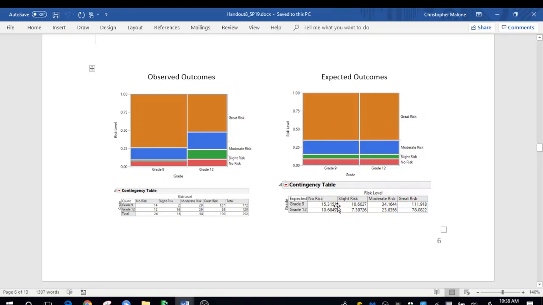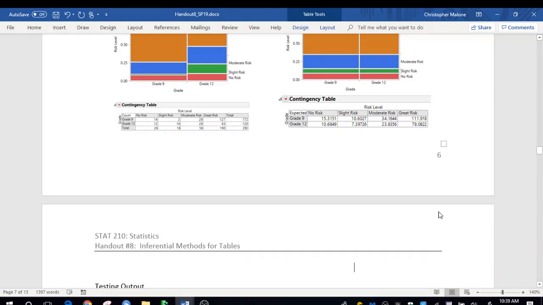We talked a little bit last time about how to get these expected quantities. So this 15.31 value, where is that coming from? Well, it's actually a two-step process. I first have to figure out what percent of the people think smoking weed is of no risk. So that's going to be the 26 divided by the 292. So 26 divided by 292, it's about 8.9%.